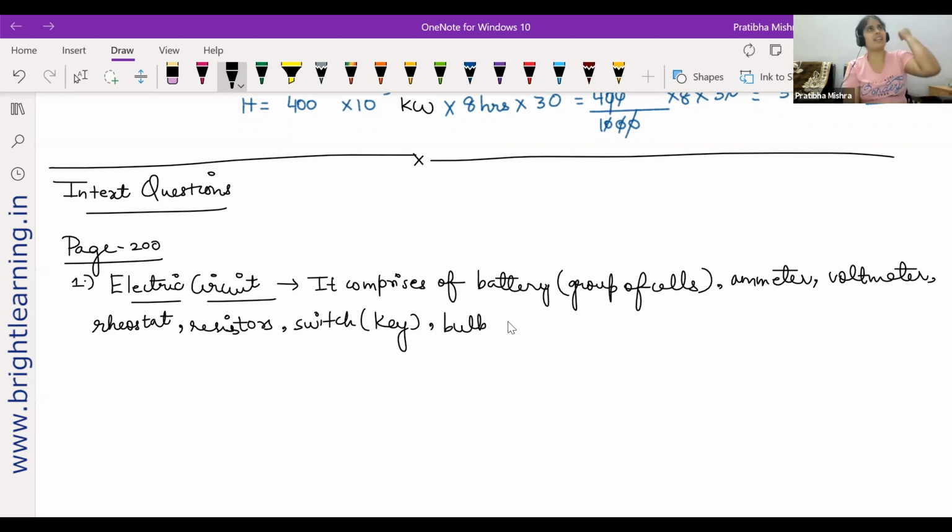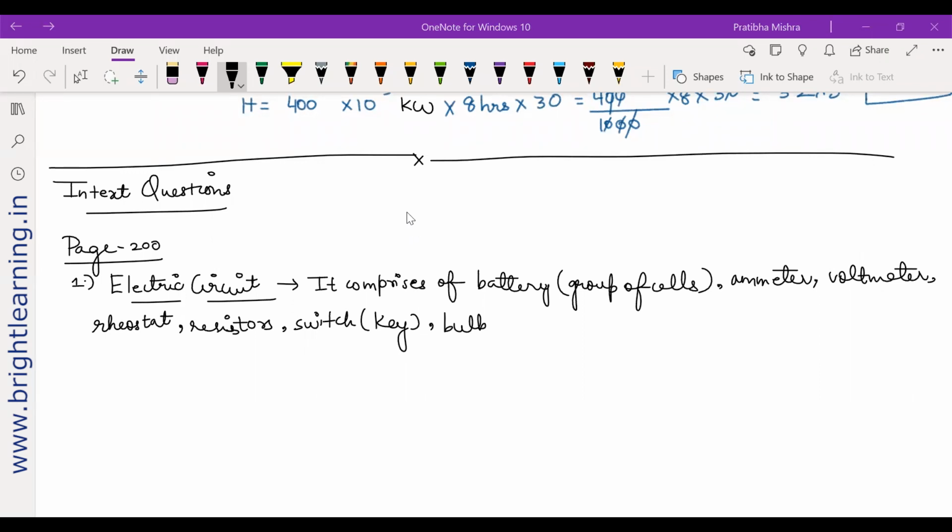If you want, you can connect all your electrical appliances, no worries with that. So these are the things that you have in an electric circuit. If you want to write down what an electric circuit is, this is what it contains. Now, how will you write it down?